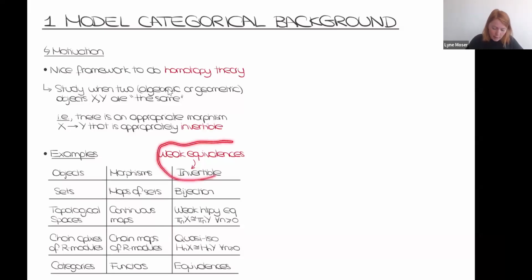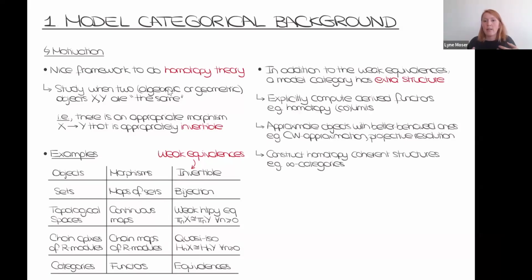As I said, they are the main players, but they are not the only structure that you have in a model category. Actually, you have some extra structure beyond the weak equivalences, and this structure is there in order to actually make computations. For example, to a model category there is an associated homotopy category, and this extra structure gives you a way of computing this homotopy category. But it also allows you to do other types of computations.